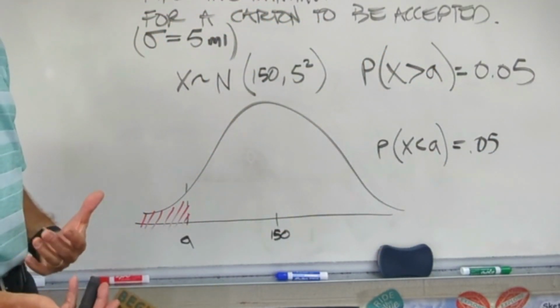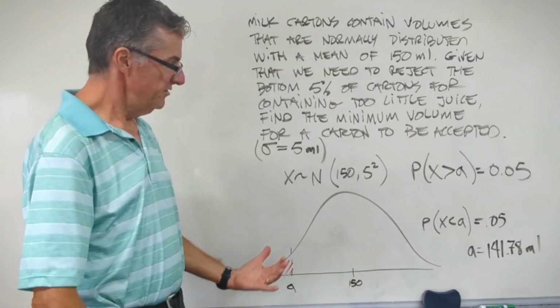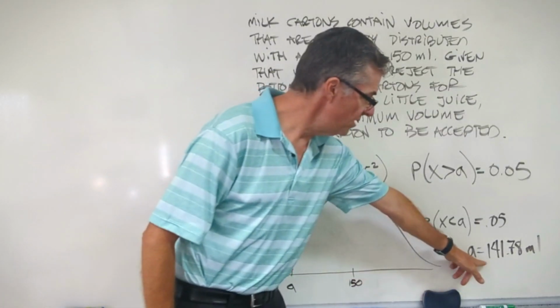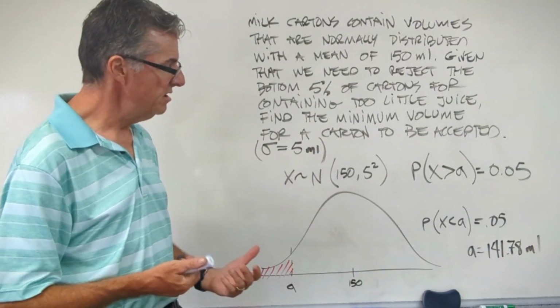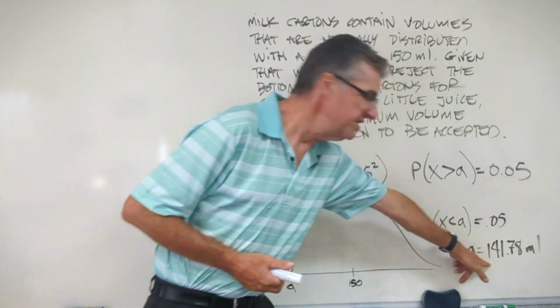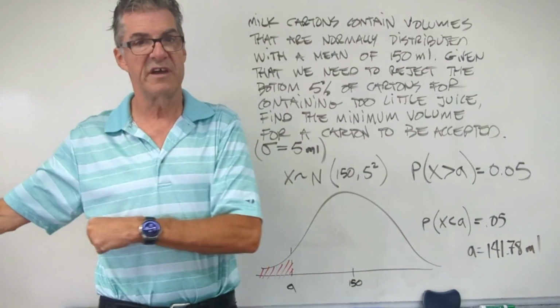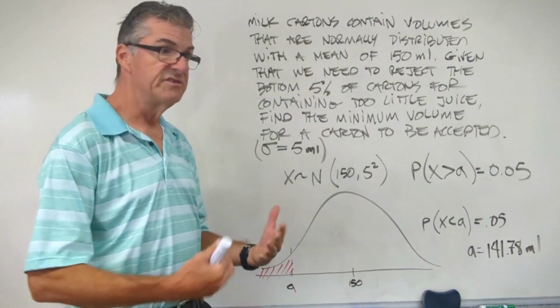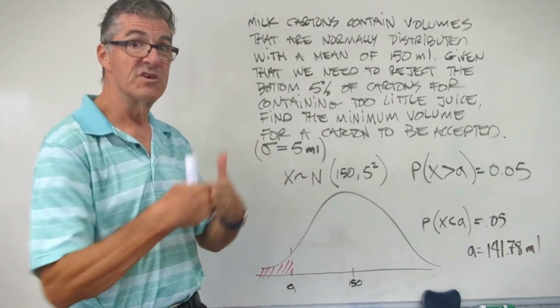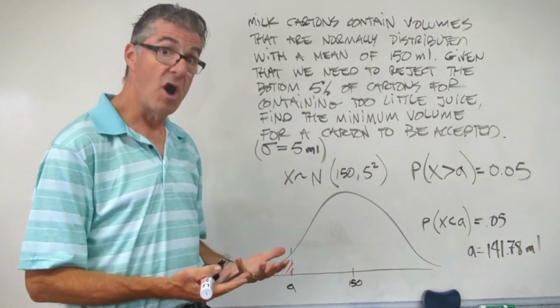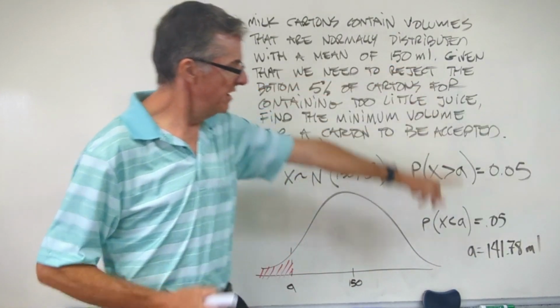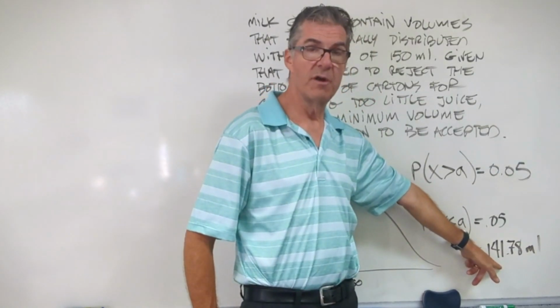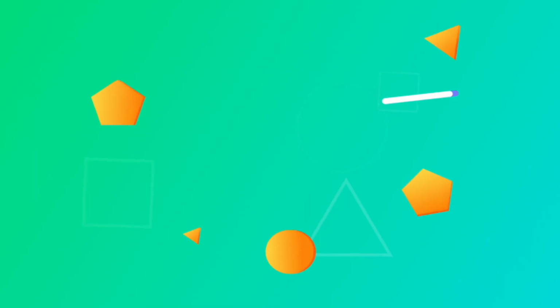Now I'm going to use my calculator and do the calc. All right, so when I do that in the calculator, I get 141.78 milliliters. So basically, this manufacturer weighs every carton. As soon as something falls below this value, they take that carton and they recycle it back into the system, which means that they're rejecting the bottom 5% of volumes as a quality control. They're ensuring that even though they advertise 150, they're at least going to have 141.78 milliliters.